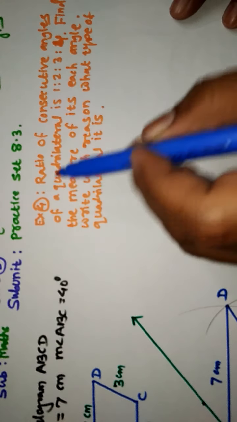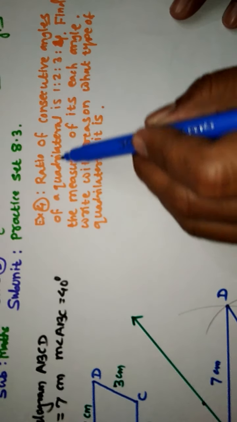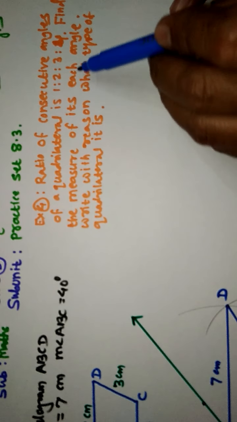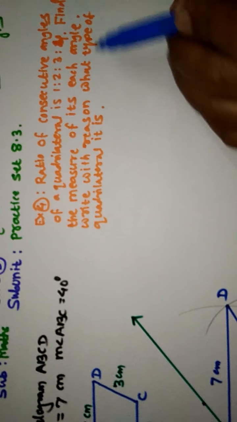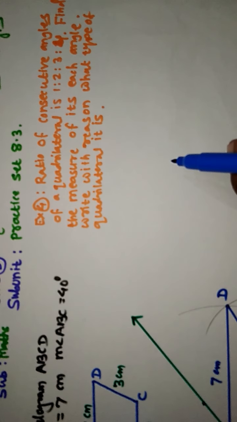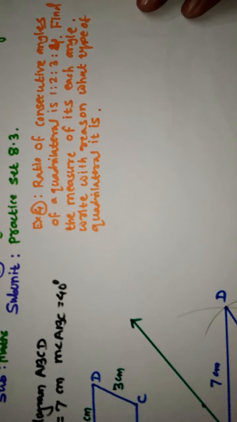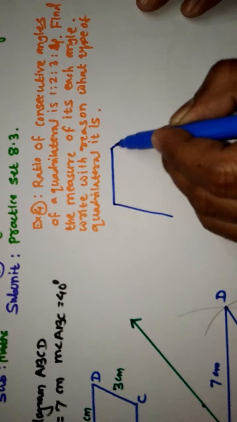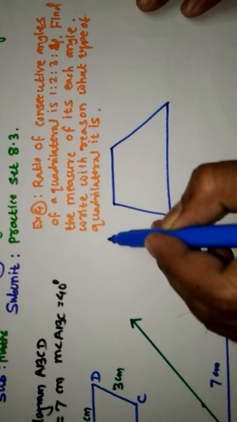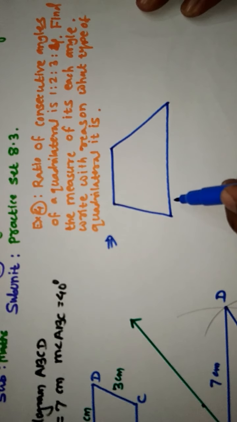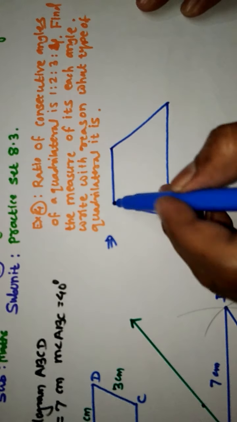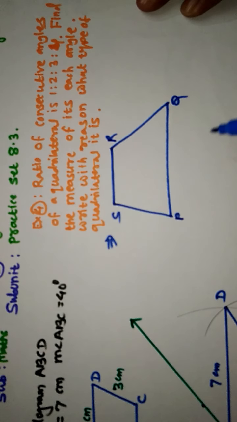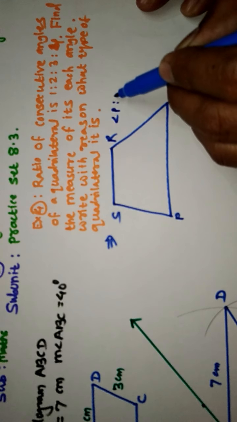Now example number 4. The ratio of consecutive angles of a quadrilateral is 1:2:3:4. Find the measure of each angle. Write with reason which type of quadrilateral it is. ABCD is a quadrilateral. First we draw a figure. So name this quadrilateral PQRS.